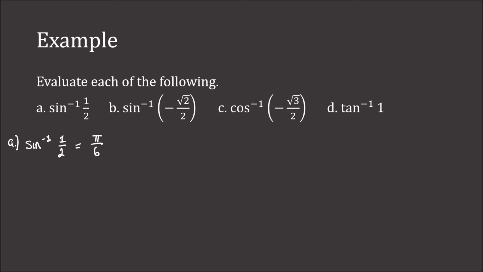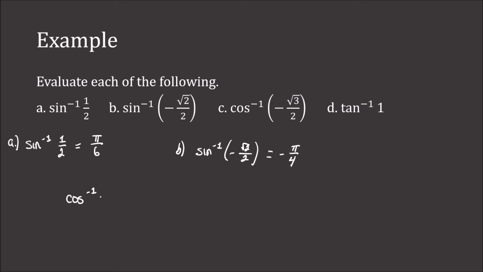The inverse sine of negative root 2 over 2. So the sine of what angle is negative root 2 over 2? Well, it's in quadrant 4, and it has to be between negative pi over 2 and pi over 2. So this is negative pi over 4.